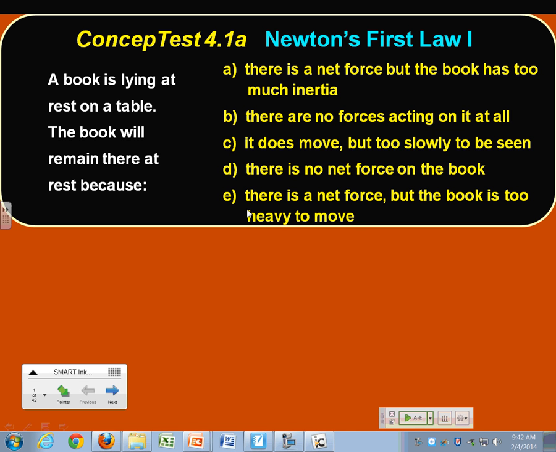It does move, but too slowly to be seen. No, that doesn't even make any sense. All right. And then E is really just a restating of A. Let's try it again.